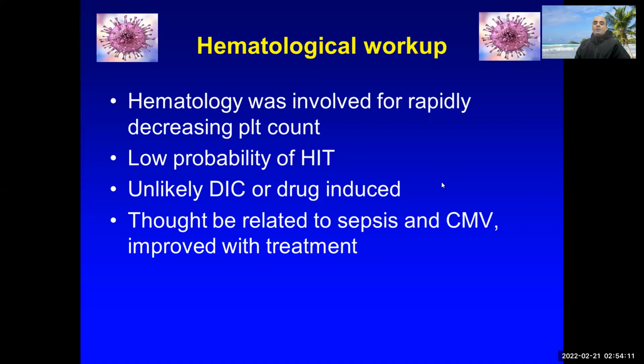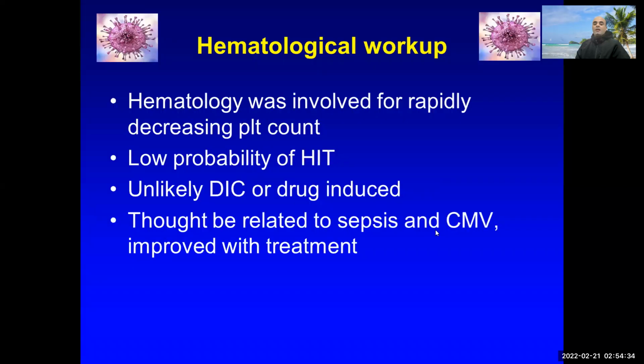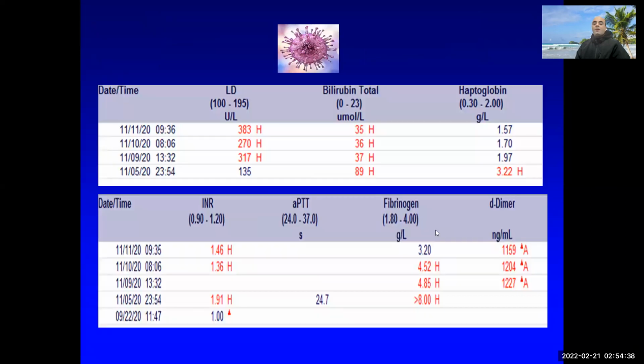Hematological workup: hematology was involved for rapidly decreasing platelet count. You should ask hematology in patients with advanced cytopenia. Low probability of HIT, unlike DIC or drug induced, so it may be related to sepsis and CMV. Hematology blamed sepsis and CMV, which improved with treatment, as we saw before. Everything is improving with treatment of meropenem and valganciclovir.